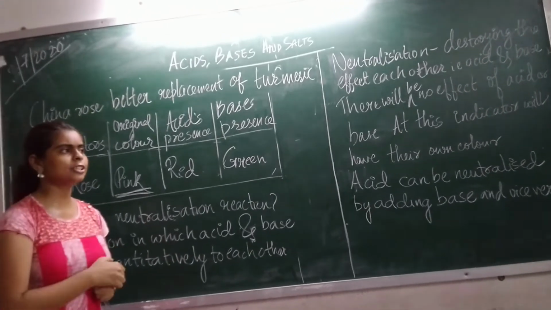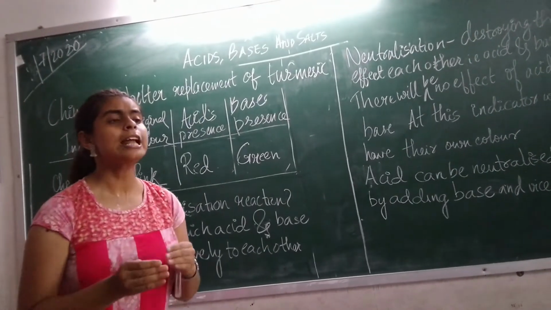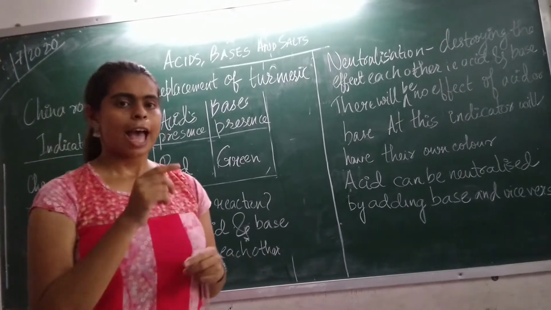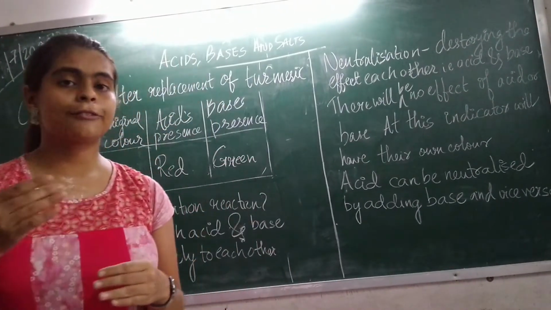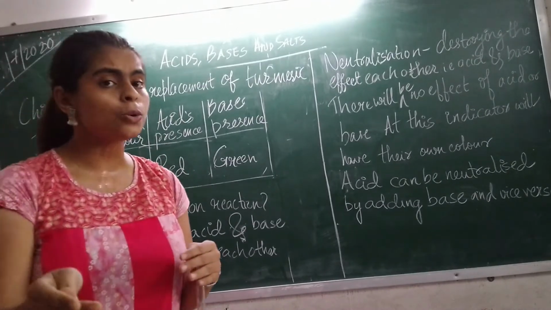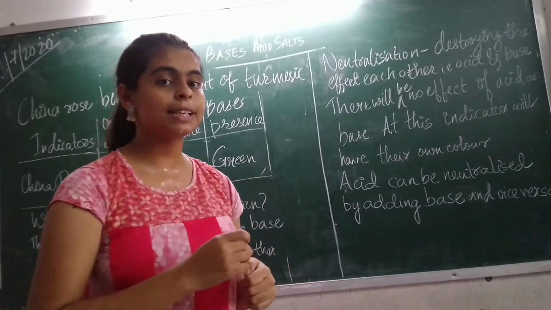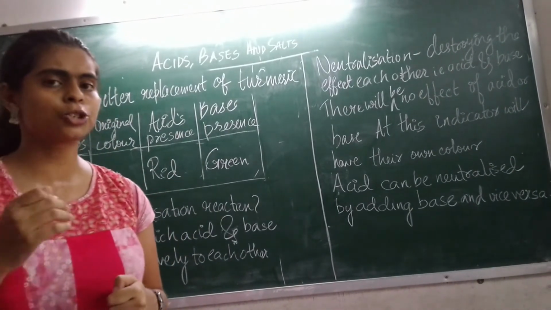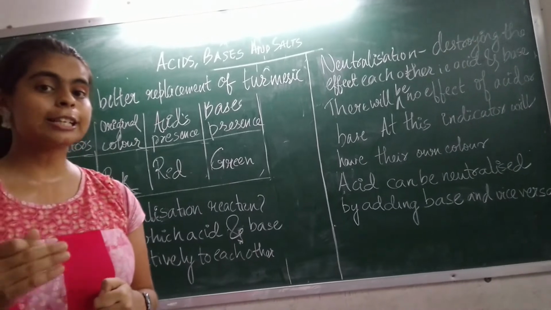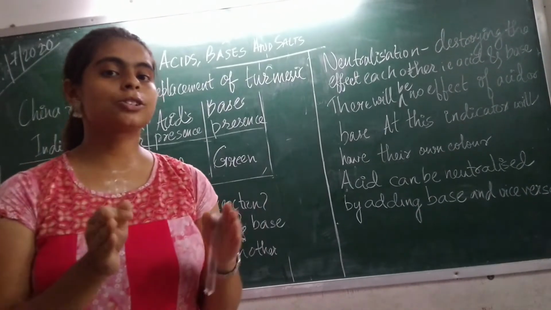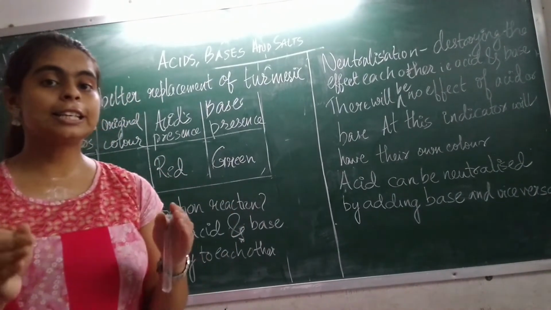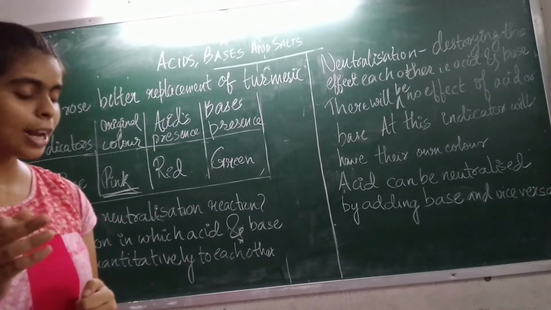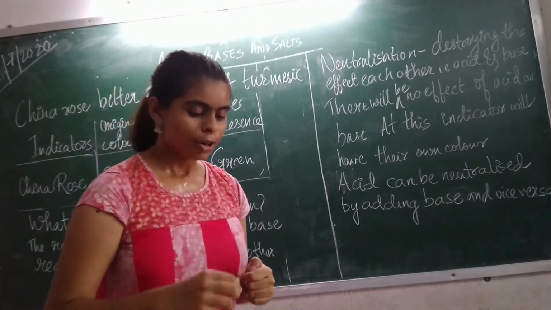Now let's understand this neutralization reaction and how it will destroy the effect of each other. Tell me, if acid is trying to destroy the effect of base, and base is also trying to destroy the effect of acid, then what will happen to the indicator? What color will it show? If both are trying to destroy each other's effect, then the indicator will try to show its own color. Now let's understand this by doing some activity.